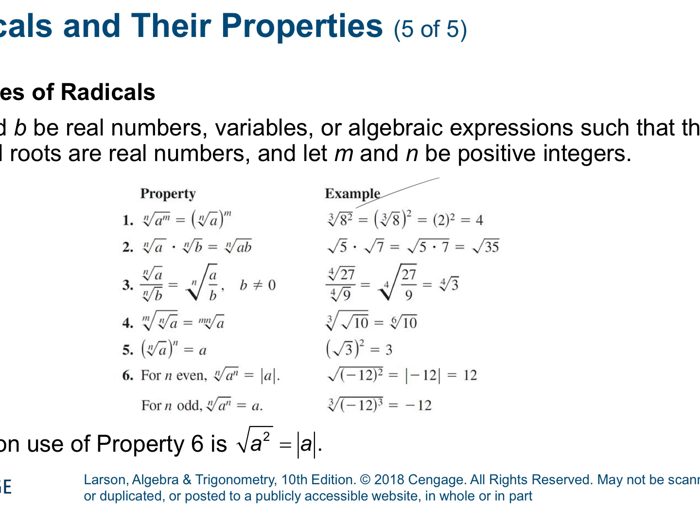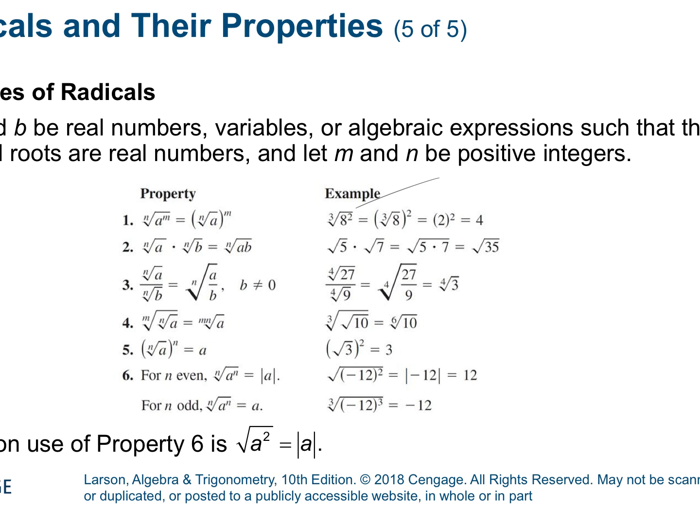Now for 3, we have the nth root of a over the nth root of b. You can actually write it all under one root. Notice how they wrote the nth root of a over b, as long as b is not 0. In the example, that makes it easier, as you can simplify 27 divided by 9 into 3, so you get the 4th root of 3.